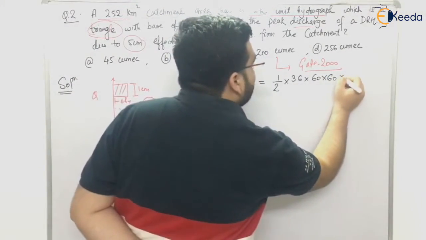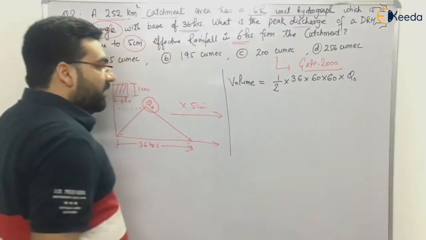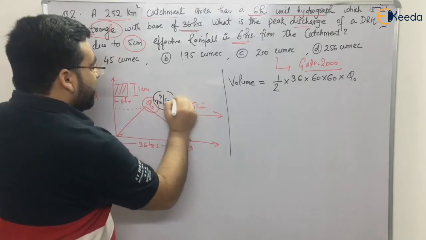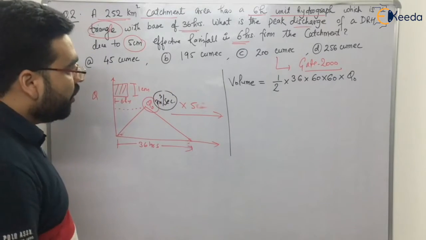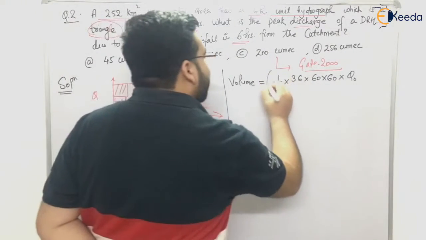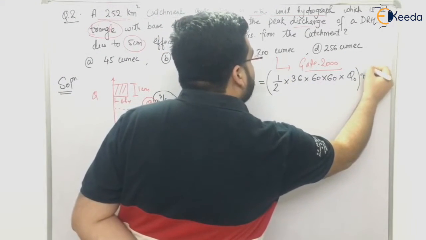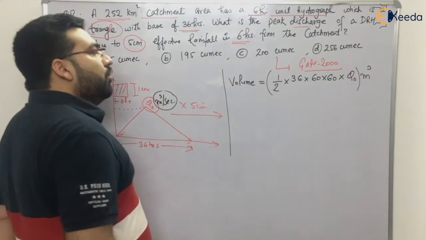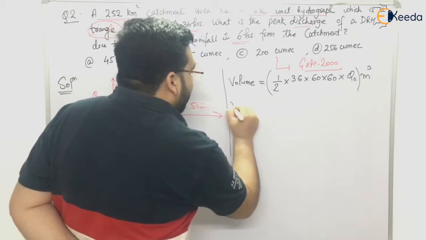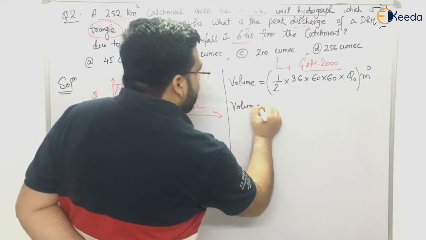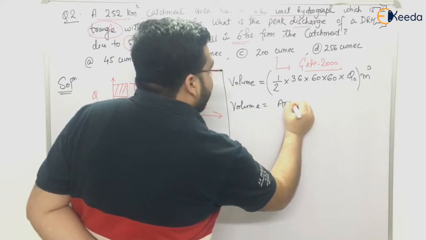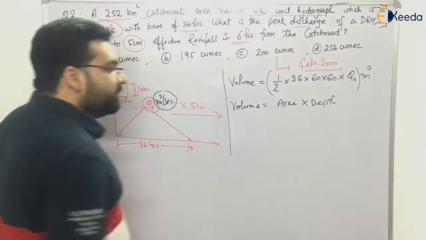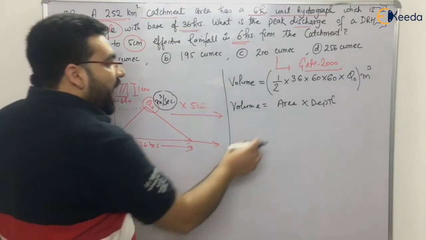So let us, this is Q naught. And let this Q naught be in meter cube per second. Let us say that. It is meter cube per second. Clear? Okay. Now this volume I have got in meter cube. Right? I also know that volume is equal to area into depth. Clear? Now, how much is depth?